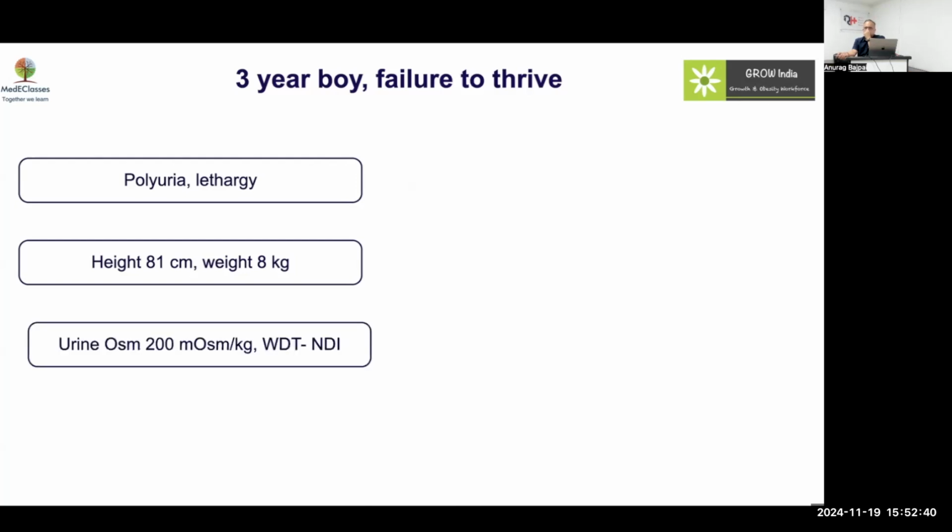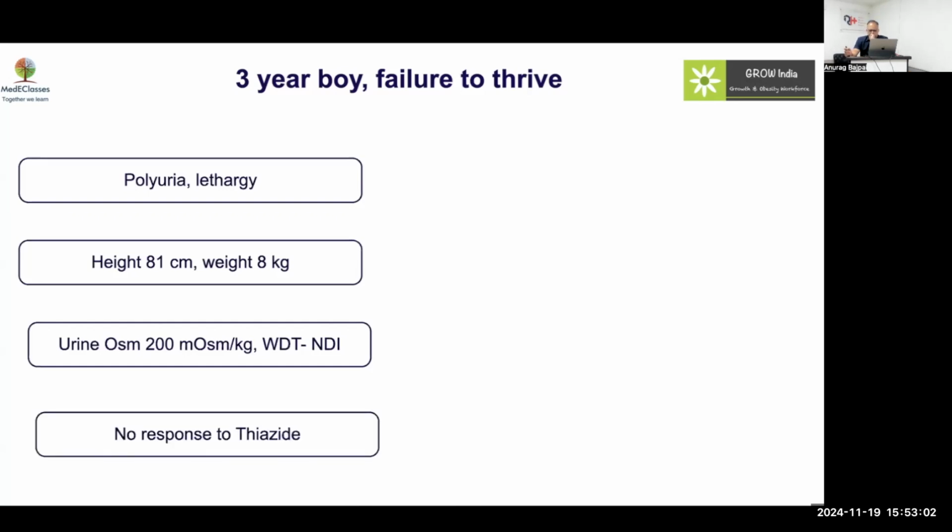This is like 1.5 years. So he is very short, and weight is much less. So everybody thought this could be DI. Urinary osmolality was low. Water deprivation test was done, which confirmed DI and confirmed nephrogenic diabetes insipidus. So do you agree with this, or you want to do something else?